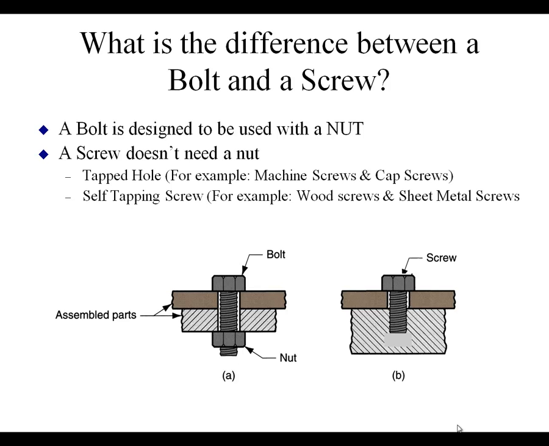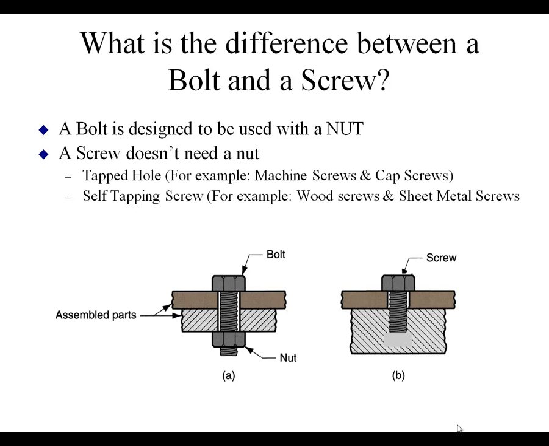For instance, machine screws or cap screws are designed to be threaded into a tapped hole. A bolt could certainly be threaded into a tapped hole, but maybe it doesn't have quite the tight tolerance on the thread that a machine screw would. A lot of people are used to these self-tapping screws. If you think of wood screws or sheet metal screws, a lot of people think that's the only type of screw. But most screws actually look just like a bolt.